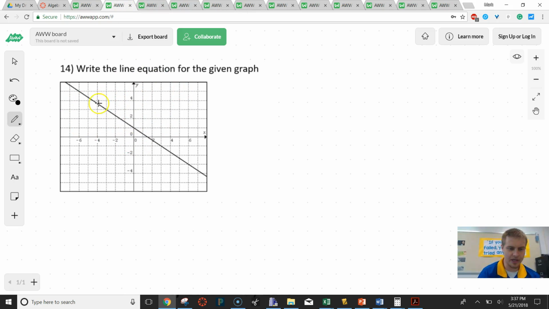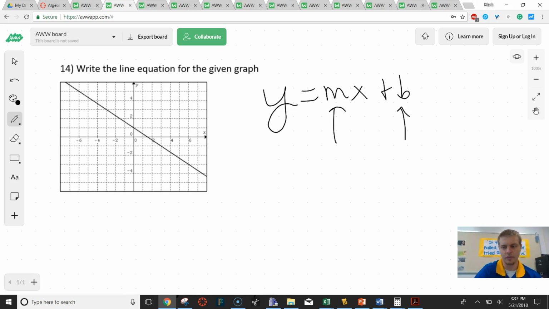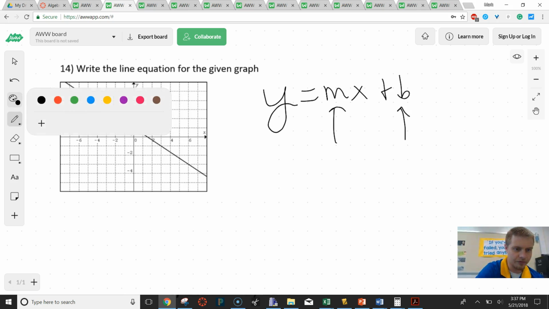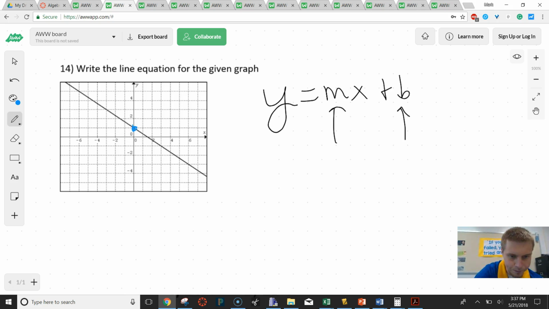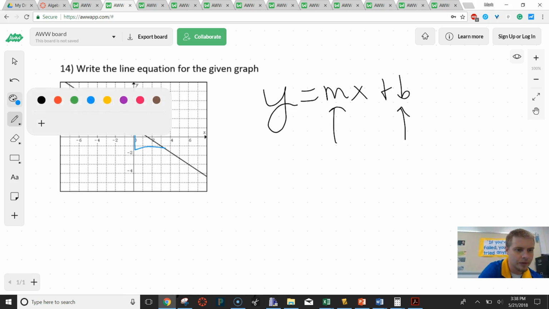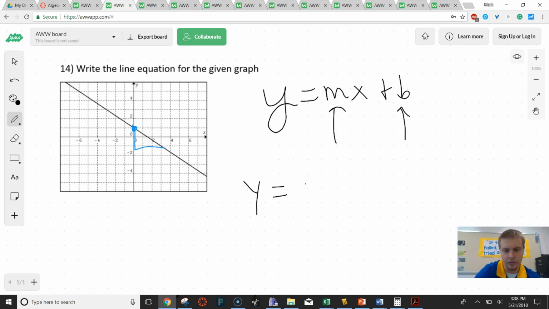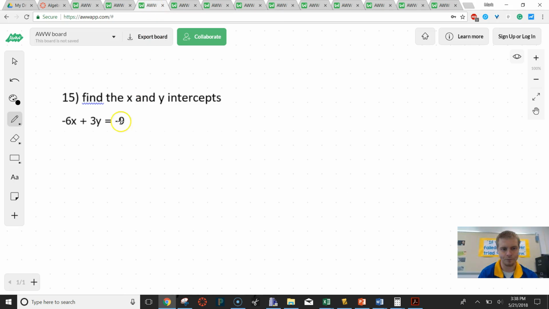Write the equation of this line. Well, we know an equation of the line is y equals mx plus b, where m stands for the slope and b is the y-intercept. The y-intercept for this graph is pretty easy to see. It's right there. And the slope, if we did this, would be down 2 and over 3. So for this graph, we get y equals negative 2 over 3 x plus 1. And that would be the graph of this line. Let's look at the next one.